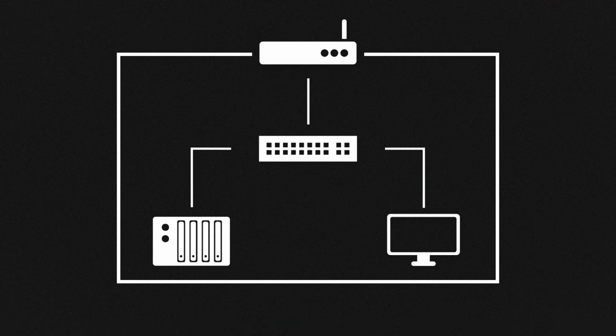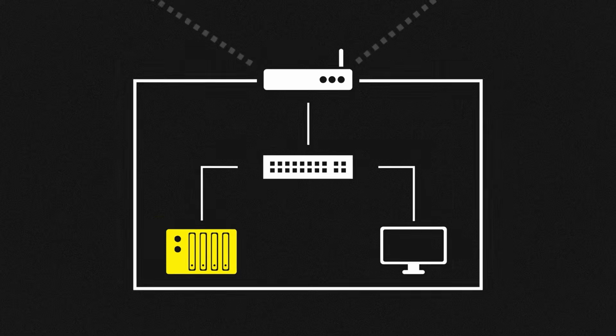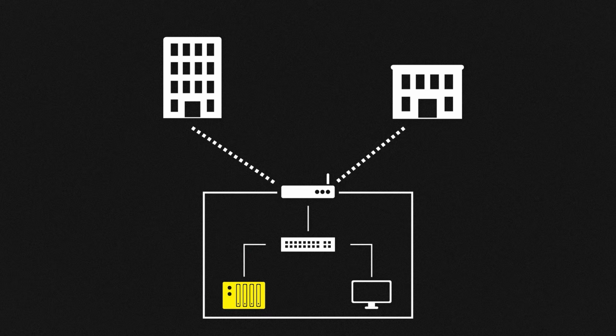So here is my home network. In my network, I have a NAS, or Network Attached Storage. This NAS drive holds all of my video files. I want to be able to access this NAS drive from anywhere. I could be at home, in a coffee shop, or on the road. I need to be able to access my NAS drive.